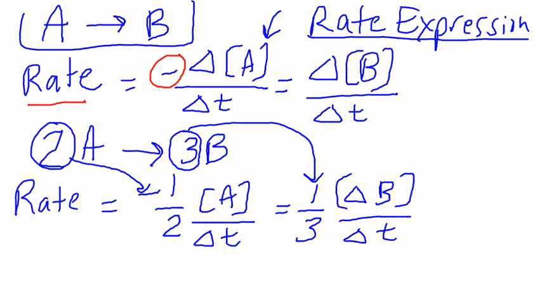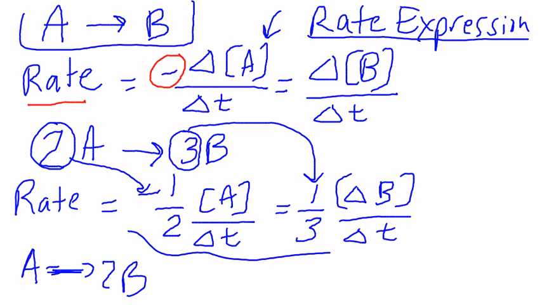So when you have coefficients in your balanced chemical equation, when you write the rate law, you must incorporate them by inverting them. Another example might be A, sorry about that with the arrow, going to 2B. This might be an easier way to sort of think about this.